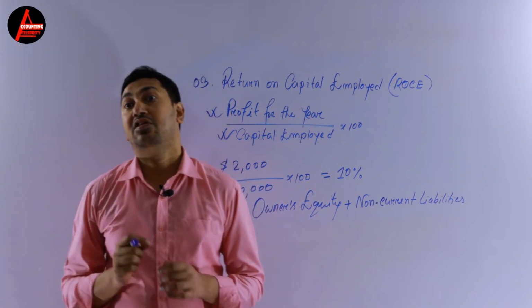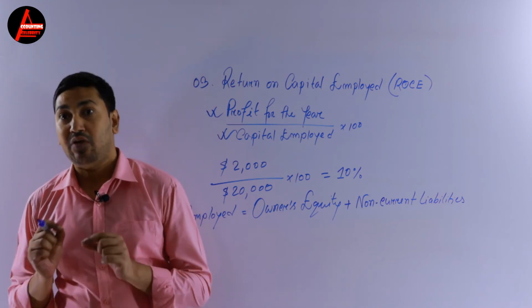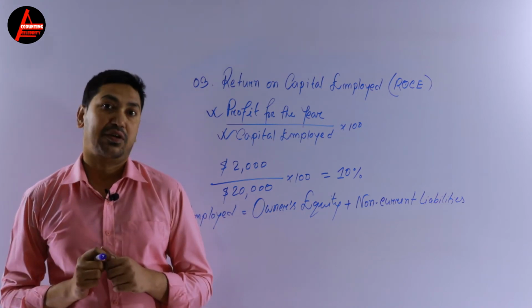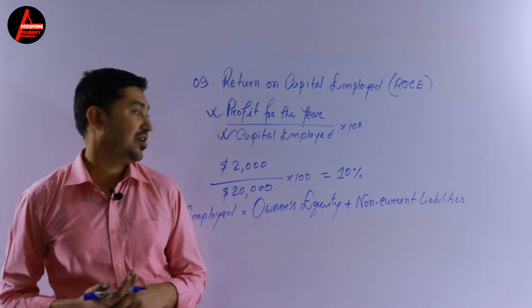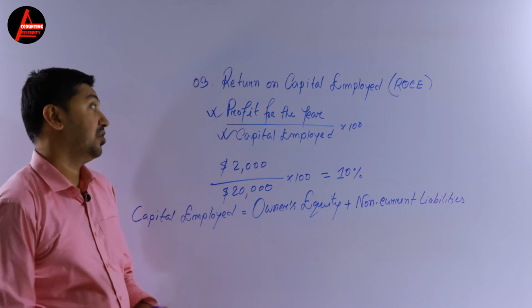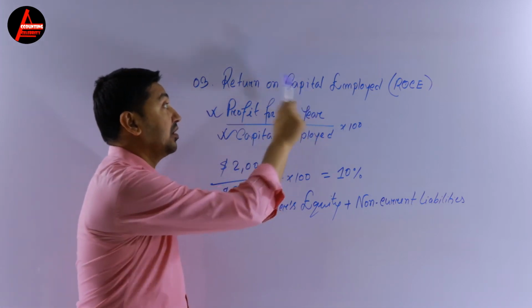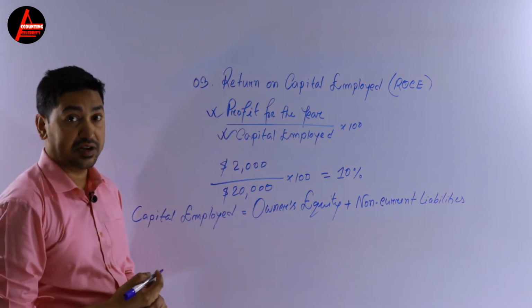So if you have any non-current liability in the business, you take this non-current liability and you add it with your capital, then you will get your capital employed. Okay, so this is how you need to find your capital employed to get the answer of this question.